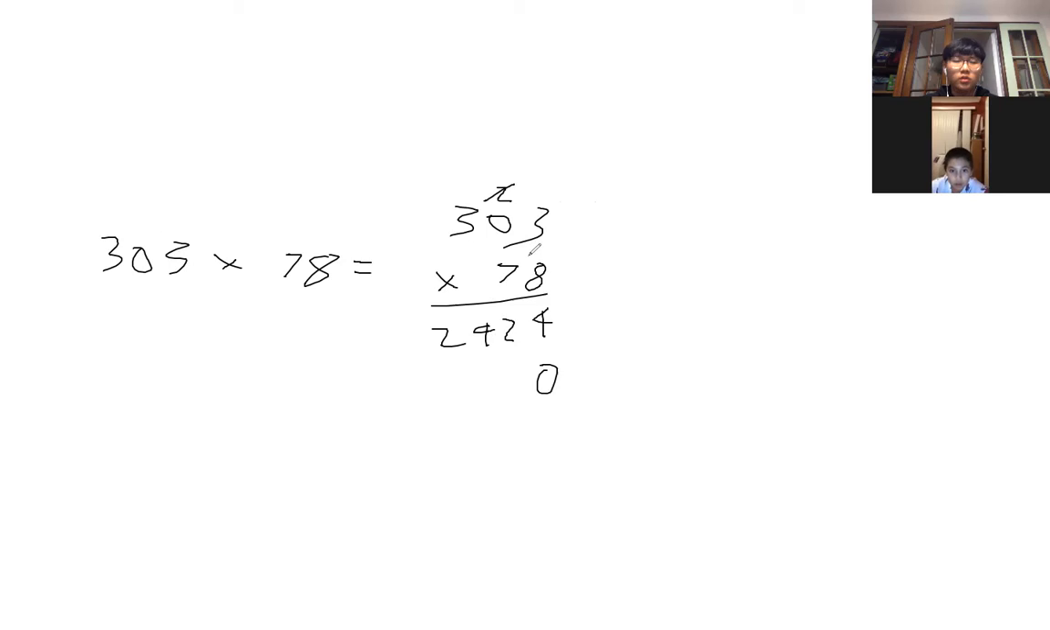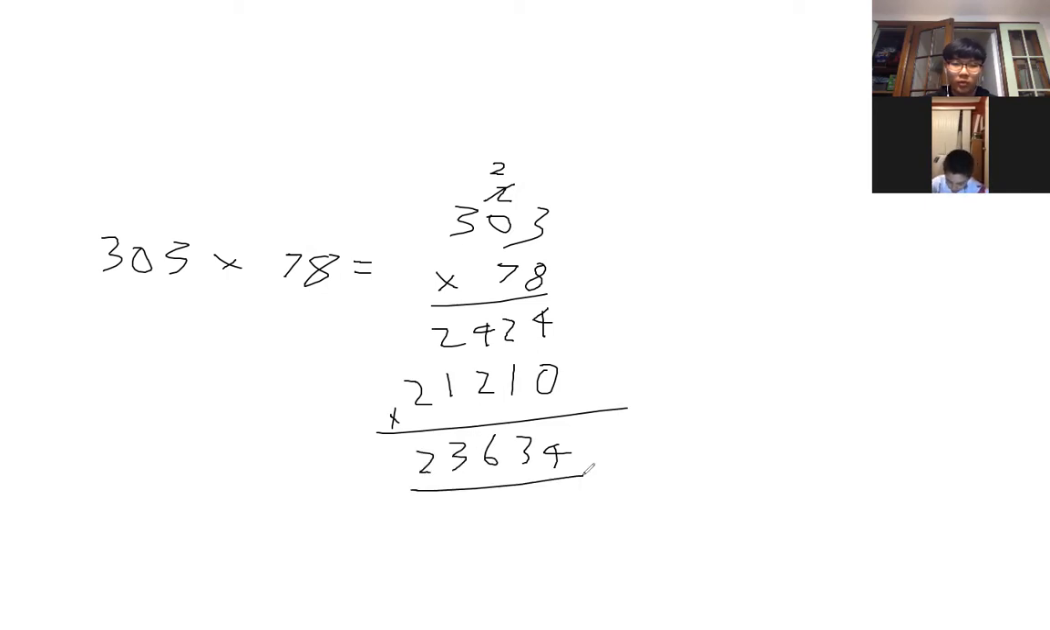So let's do 7 times 3. That's going to be 21. Put a 1 down here, and then we put another 2 on top. 0 times 7 is 0, and then 0 plus 2 is 2, so we have a 2 here. And our final multiplication is 7 times 3, so we get 21. And then we add them all up. 4, 3, 6, 3, and a 2. So we end up with 23,634.